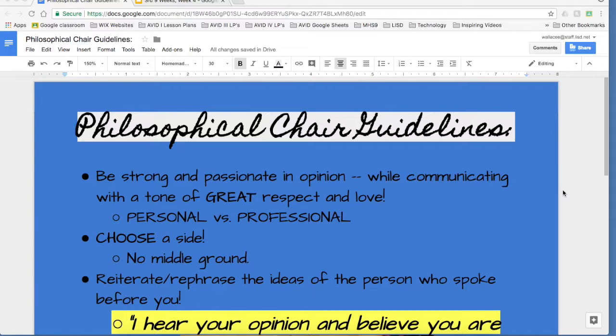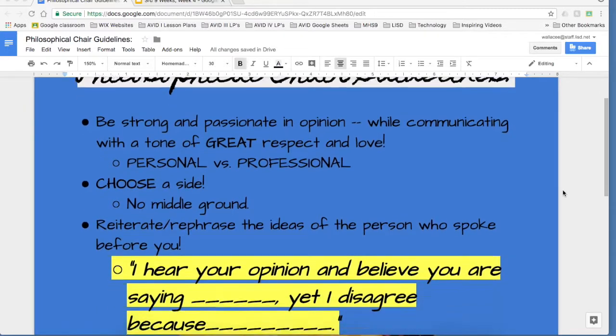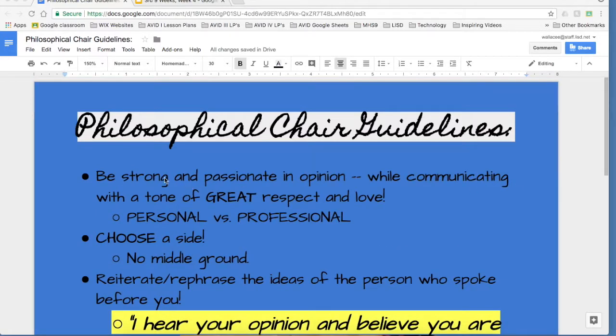These are the guidelines that I talk through with my students, and I would do some kind of a read along. This is just a Google Doc, but in class I would change some of these words to different colors. I would tell them, I'm going to read the black words and then you read the white words, and we would talk through each point. Absolutely. When you are debating something, be strong and passionate in your opinion, while communicating with a tone of great respect and love. Alliteration helps me remember things.